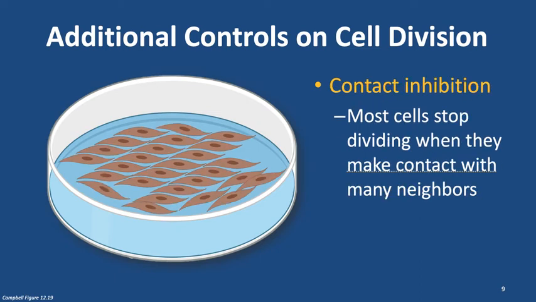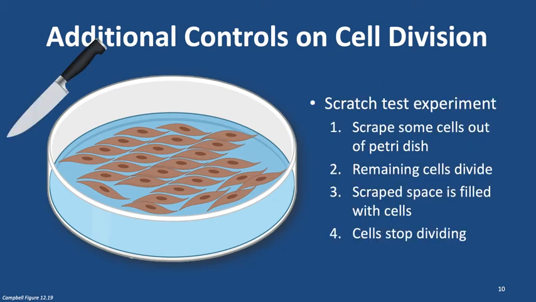Another one is contact inhibition. And so in this case, a normal cell, when it is at a certain density, so basically when enough of its membrane is touching the membranes of other cells, it will stop dividing. So contact inhibition is what it sounds like. When the cell comes in contact with enough other cells, it will stop dividing. And then there are some others.